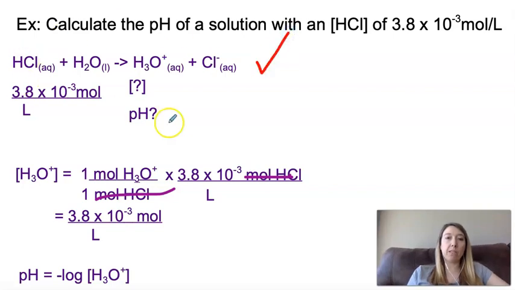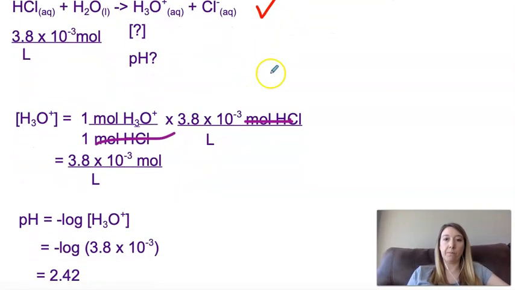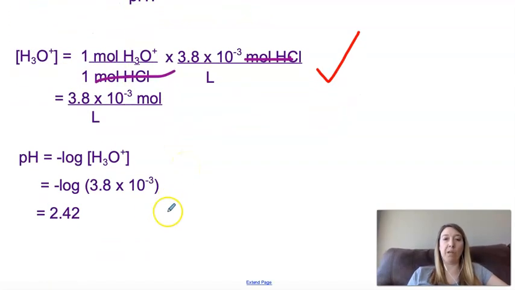One is coming from my ionization equation. One is coming from my unit analysis with my ratio, showing that I recognized I needed to convert HCl over to H3O plus. And the third mark is going to come from this pH calculation, right?